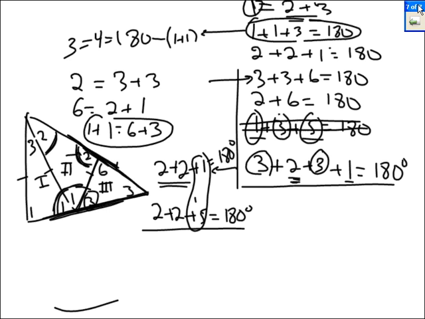Angle 2 plus angle 1 is angle 6. I think that will help us. Okay, now remember, in triangle 2, angle 2 plus angle 2 plus angle 1 is 180 degrees. But angle 2 plus angle 1 is angle 6. So angle 2 plus angle 6 is 180.